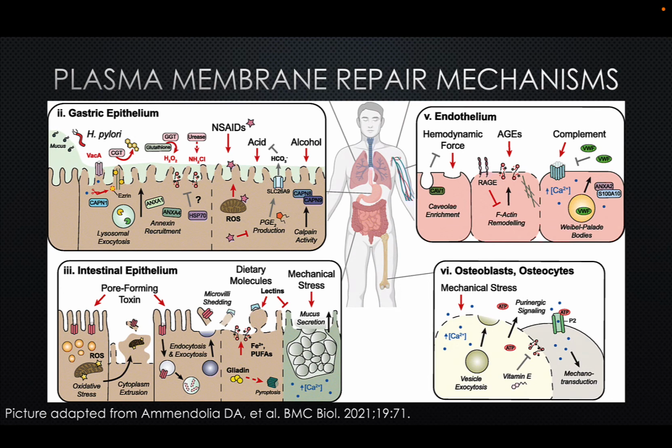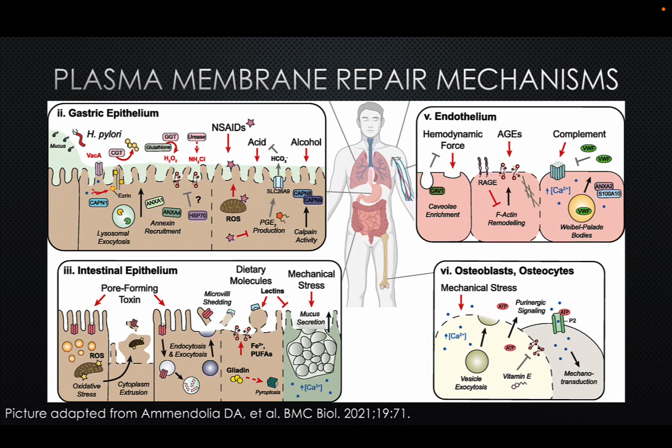When enterocytes experience pore-forming toxin issues, they can get rid of some of those pores through cytoplasmic extrusion. And that extrusion is often initiated through oxidative stress that forms the evidence of lipid droplets, which you can see on the left, and damaged mitochondria.